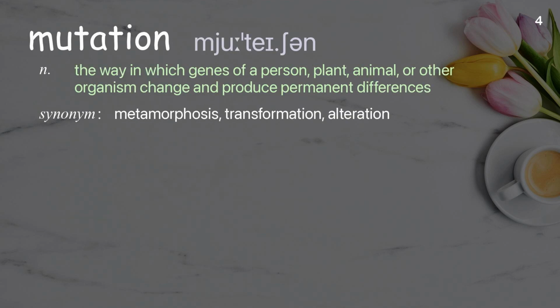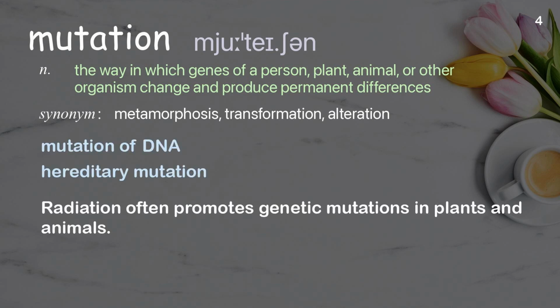Mutation. The way in which genes of a person, plant, animal, or other organism change and produce permanent differences. Examples: mutation of DNA. Hereditary mutation. Radiation often promotes genetic mutations in plants and animals.